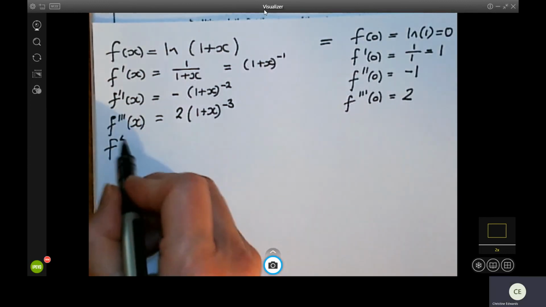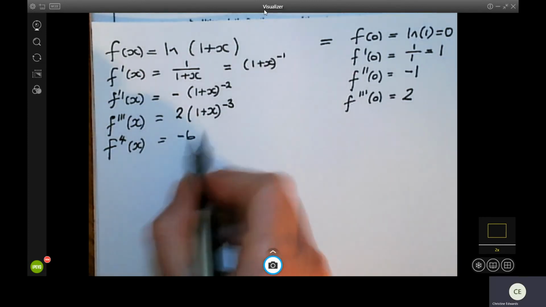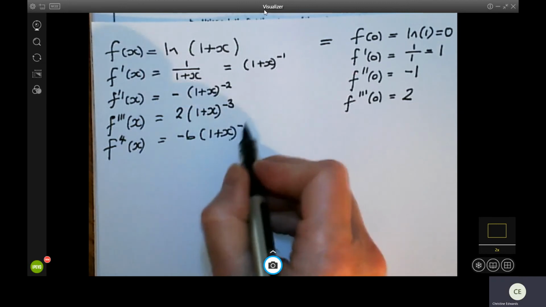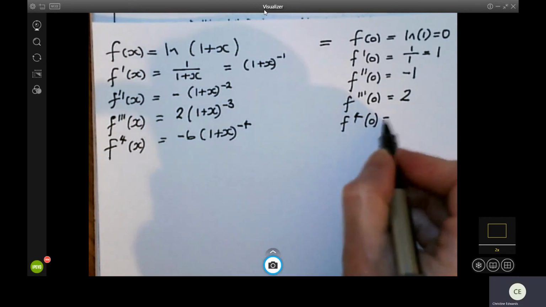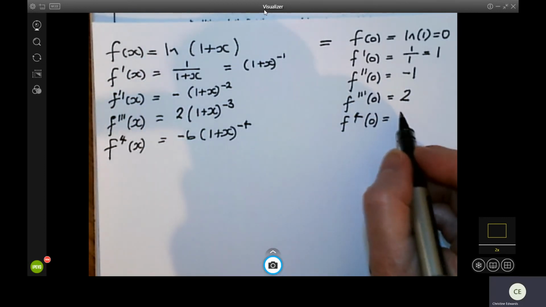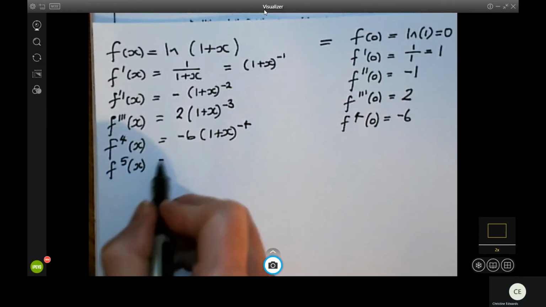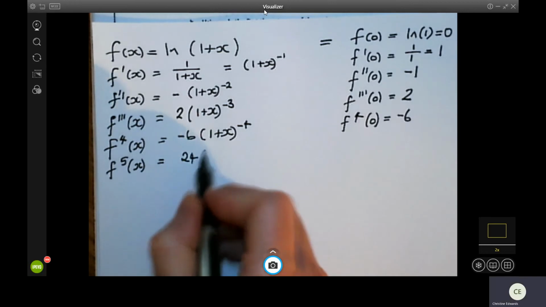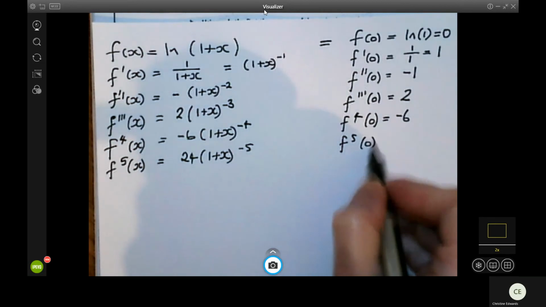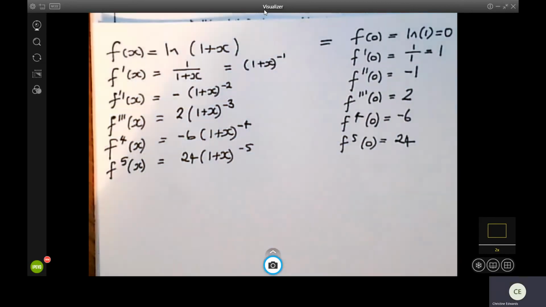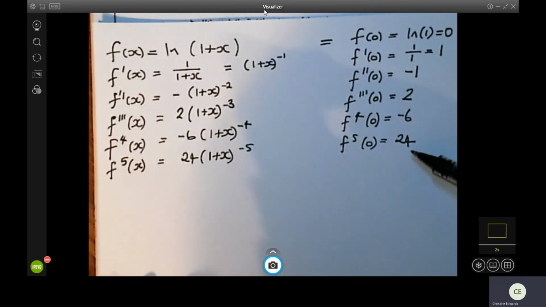Fourth derivative. Repeated chain rule: -6 (1 plus x) to the -4. Value with 0 subbed in, minus 6. And lastly, the fifth derivative, 24 (1 plus x) to the -5. So, I now have the values that are required to apply the Maclaurin series.